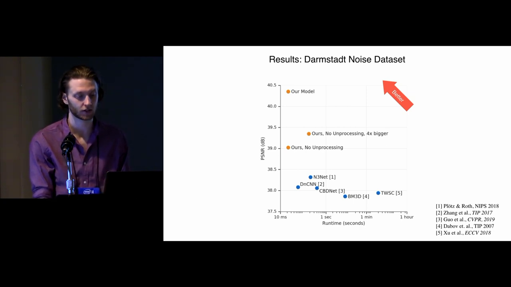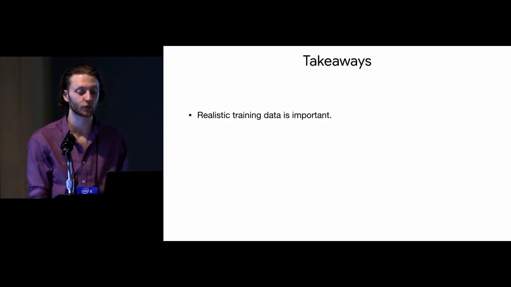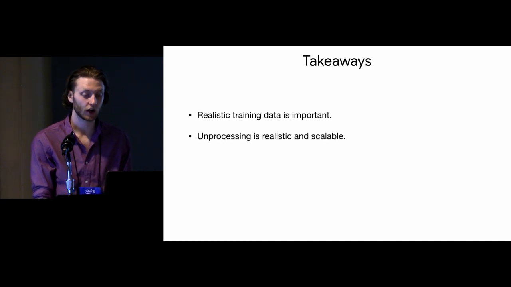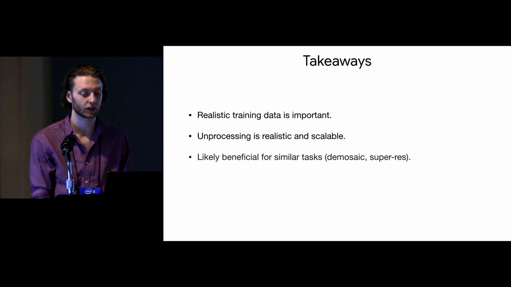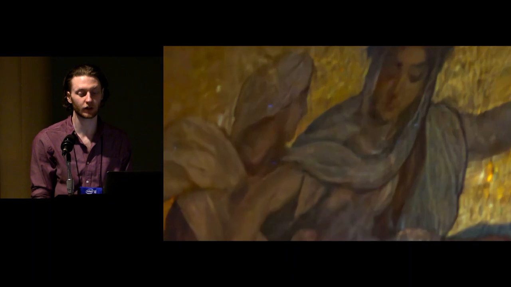Here are some key takeaways. Firstly, it's important to use realistic training data for denoising. Unprocessing images generates realistic data in a scalable and inexpensive way. These ideas are likely beneficial for similar tasks, and our code is open source and available for anyone who would like to use it. Lastly, here's a full screen result of our denoising.